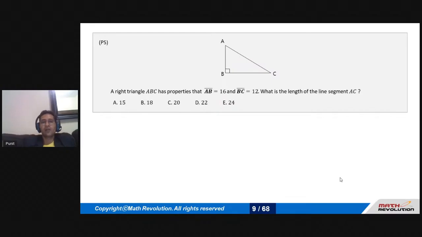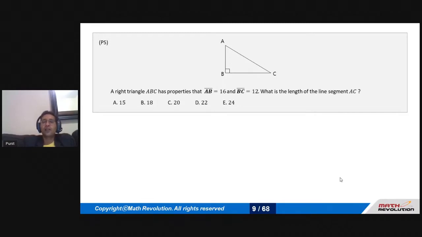So let's talk about this particular question that we have on the screen. The question is about a right triangle ABC, right-angled at B. It has a property that AB is equal to 16 and BC is equal to 12. And what is the length of line segment AC?